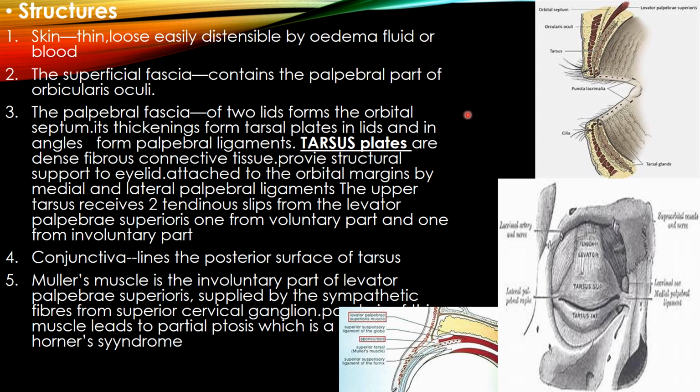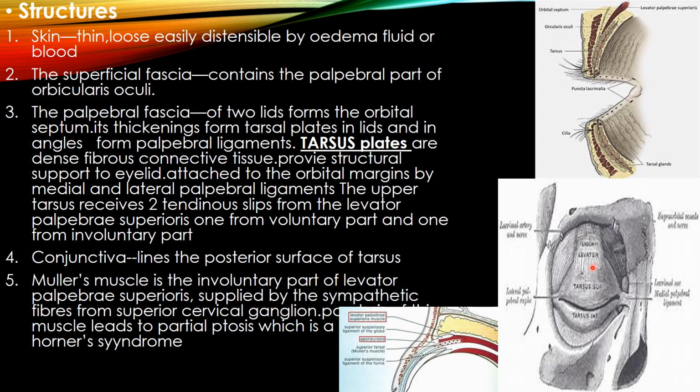Each eyelid consists of the following parts. First of all, starting from the outward, it has skin, which is very thin and loose, and the superficial fascia containing the palpebral part of the orbicularis oculi. Then the palpebral fascia of the two eyelids forms the orbital septum. The thickening of the orbital septum forms the tarsal plate in the eyelid, and at the angles of the eye it forms the palpebral ligaments. Here are the lateral and the medial palpebral ligaments.